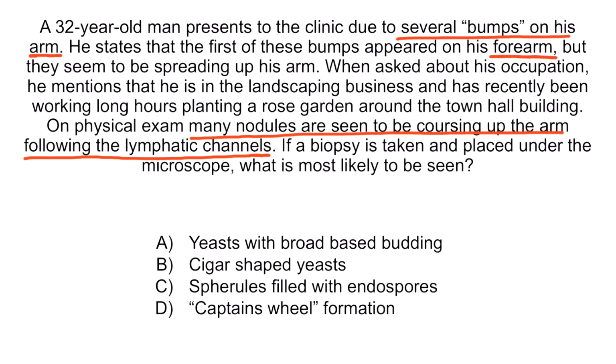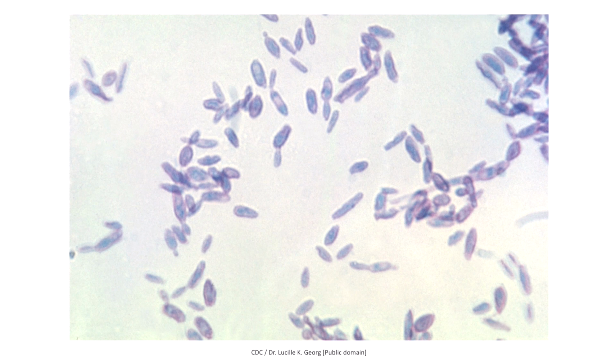Additionally, this patient is in the landscaping business and has been recently around many rose bushes, such as planting a rose garden. This patient's history of rose gardening plus his clinical presentation of nodular lymphangitis should make you think of lymphocutaneous sporotrichosis caused by the fungi Sporothrix schenckii. Under the microscope, Sporothrix schenckii shows oval or cigar-shaped yeasts, making answer choice B the correct answer. Here is a microscopic slide that shows the oval to cigar-shaped yeasts of Sporothrix.